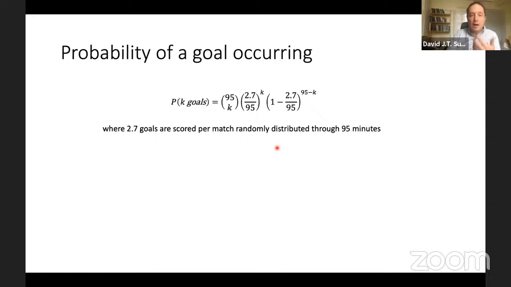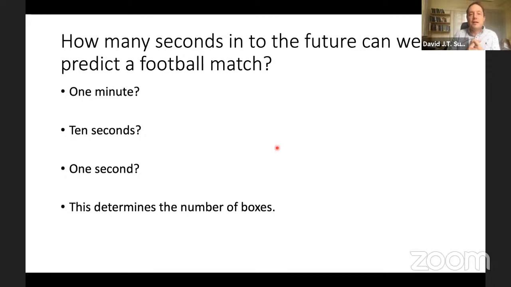But we can think a little bit more about this question, and I'm not going to give you a complete answer here. The question really is: how many seconds into the future can we predict a football match? Can we predict it 1 minute into the future? 10 seconds? 1 second? That's basically the question of whether you can predict when a goal will occur, because it's not just predicting anything about the match, it's predicting that a goal will occur within a 1 minute time frame into the future.